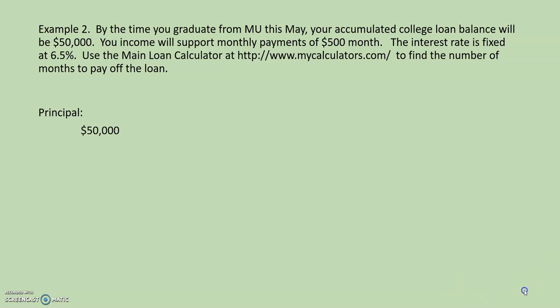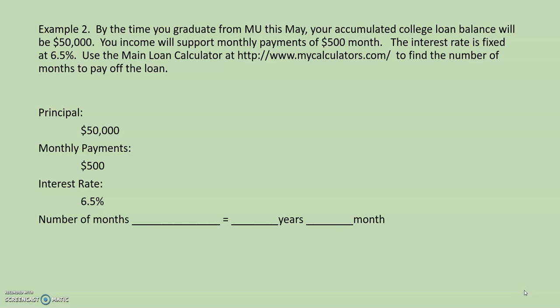Using My Calculator, the principal is $50,000. The monthly payment is $500. The interest rate is 6.5%. Your number of months calculates to 144.42 months, which comes to 145 months. Divide by 12 to find the years and months, and it's 12 years and 1 month.